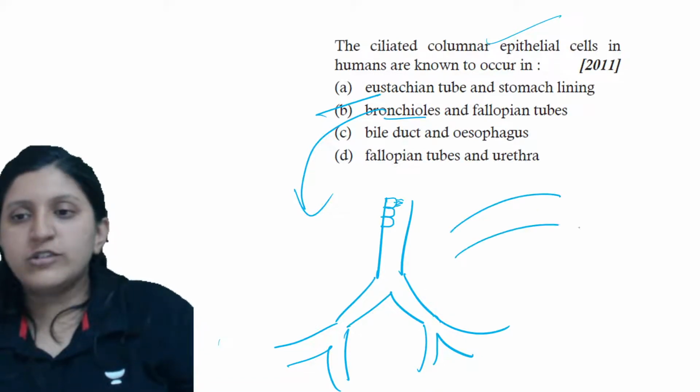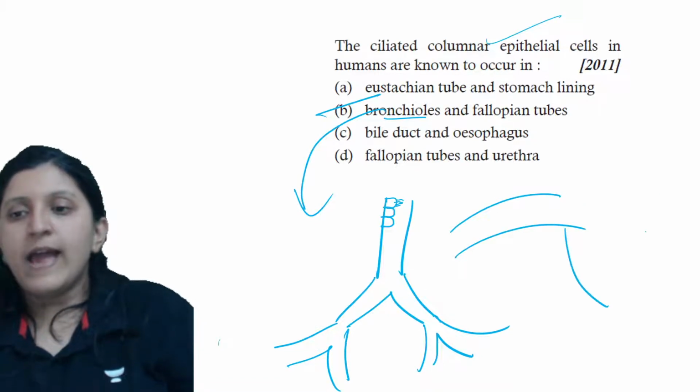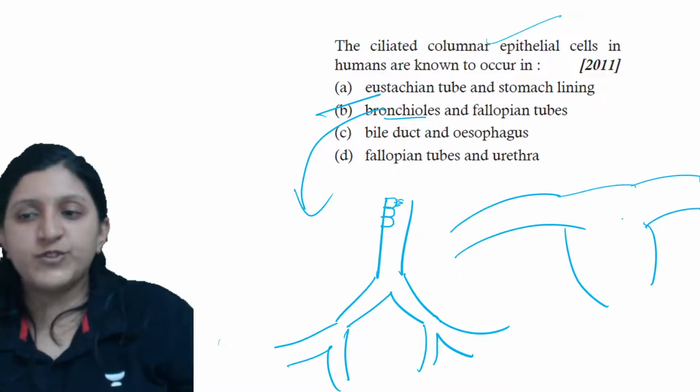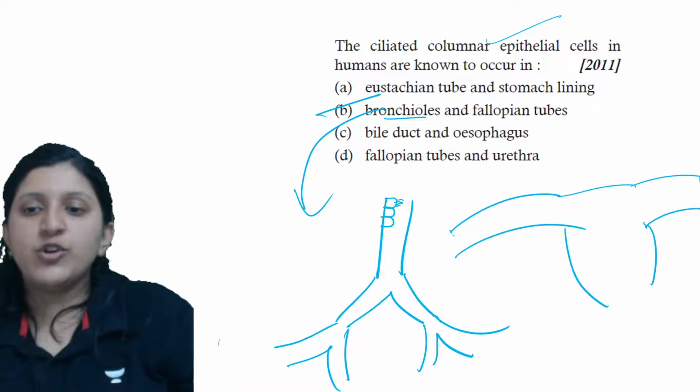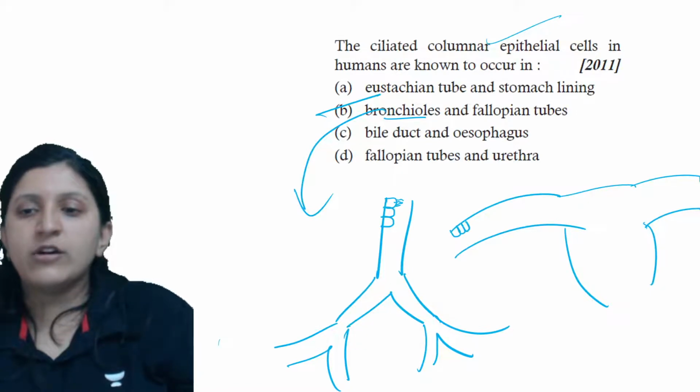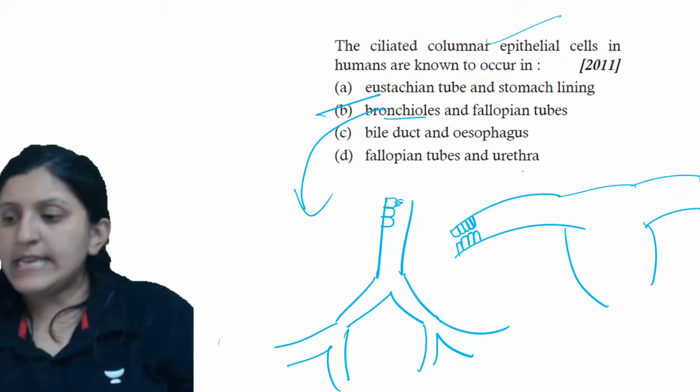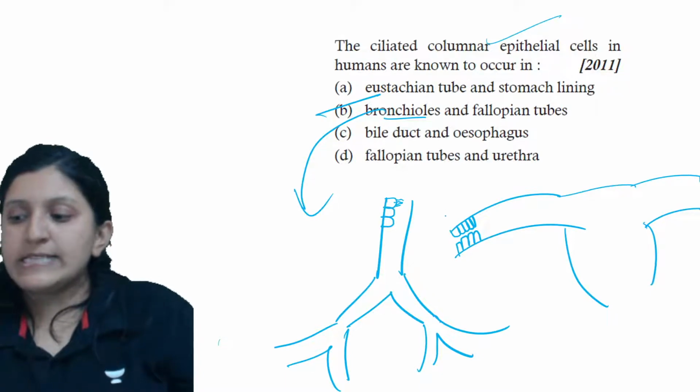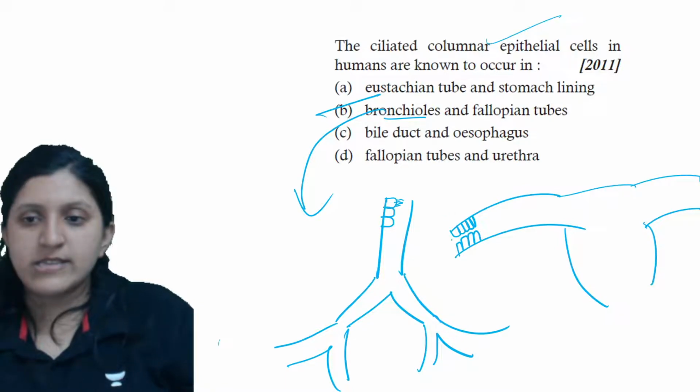So this is the uterus, and you can see this is the fallopian tube as such. Here also you can find the columnar epithelium, which again has cilia. So why exactly is cilia present in this case?